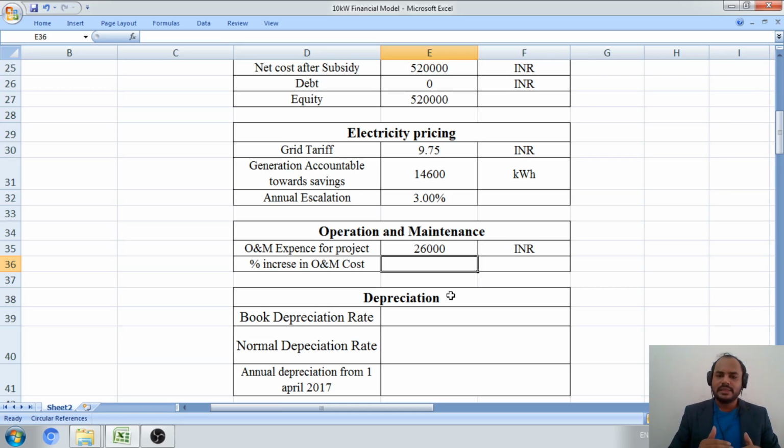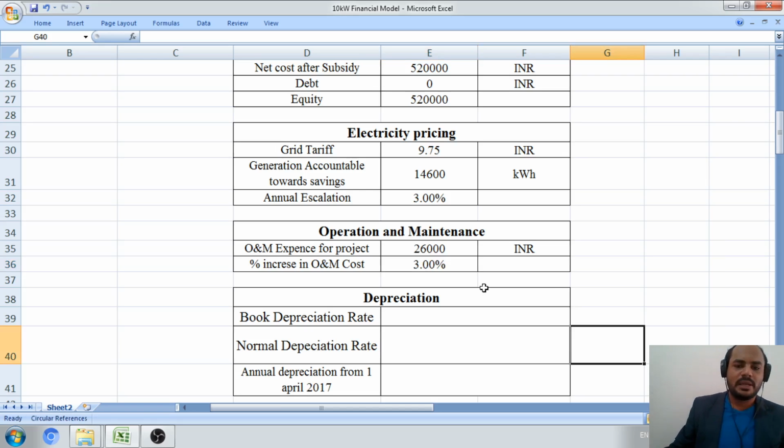Then every year we have to consider the percentage increase in the operation and maintenance cost, because inflation increases every year, and simultaneously the prices of the other equipment we use in the solar power plant also increase. So we have to state the percentage increase in operation and maintenance cost. In this case, we are considering a 3% increase in the operation and maintenance cost.